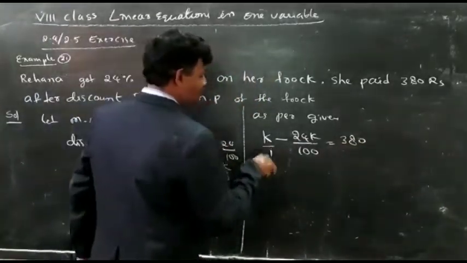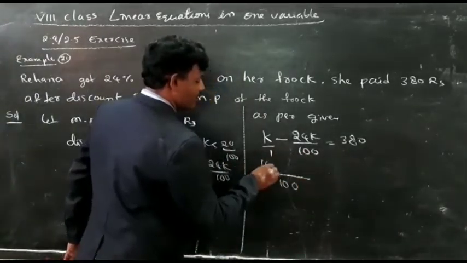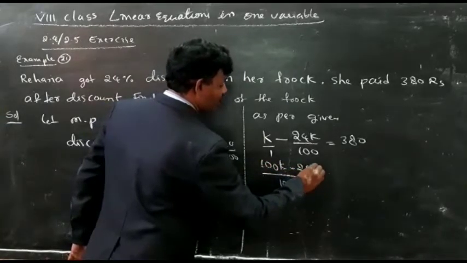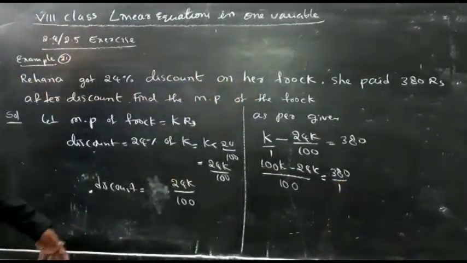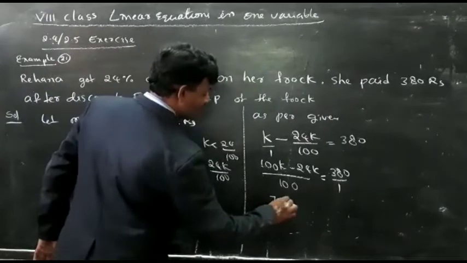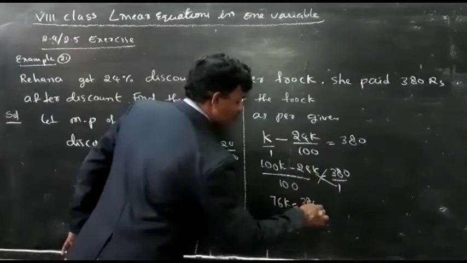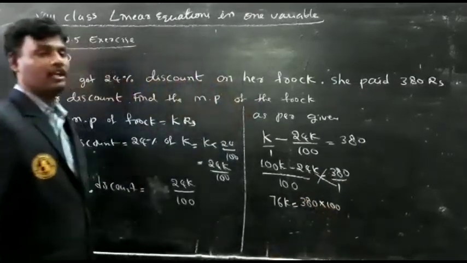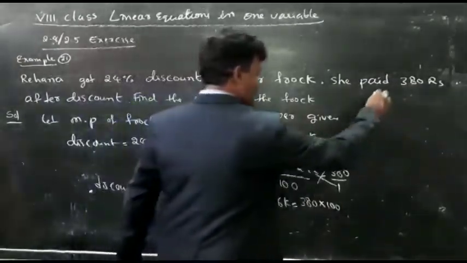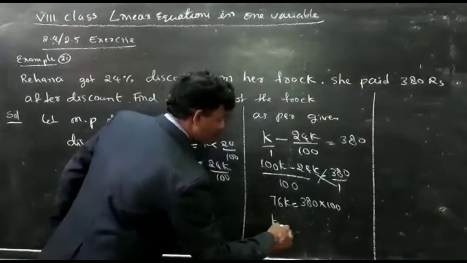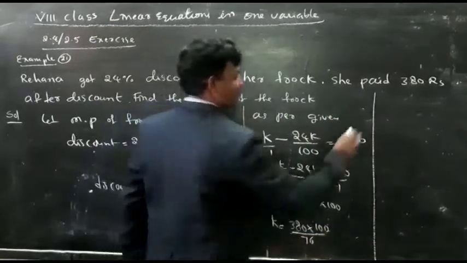Now I am taking the LCM. What is the LCM here? 100. It is nothing but 100K minus 24K is equal to 380 by 1. 100 minus 24, 76K is equal to, I am doing cross multiplication, 380 into 100. Now 76 I am transposing to that side. K is equal to 380 into 100 by 76.